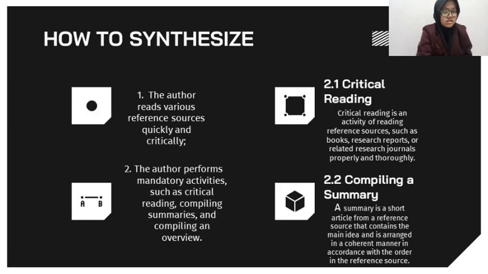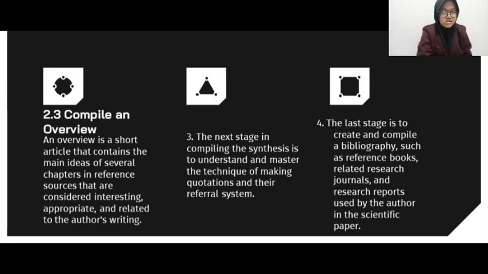The first one is the author reads various reference sources quickly and critically, and then the author performs mandatory activities such as critical reading, completing summaries, and completing an overview. Critical reading is an activity of reading reference sources such as books, research reports, or related research journals properly and thoroughly. And then completing a summary. A summary is a short article from a reference source that contains the main idea and is arranged in a coherent manner in accordance with the order in the reference source.